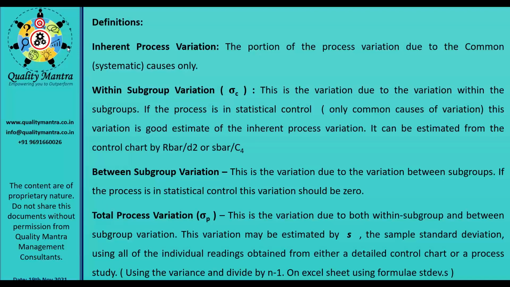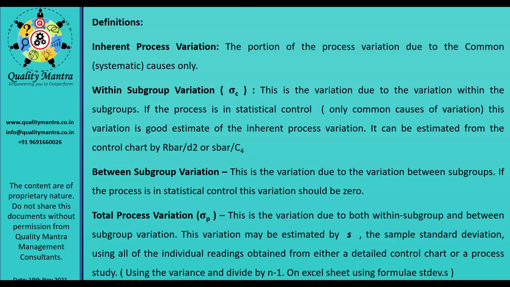Whenever we say inherent process variation in statistics, it means the variation which is only because of the common causes. We are considering only the variation because of the common causes, and that is called inherent process variation. Now we can say this in terms of your IMR chart, but when we go to within subgroup variation, when we are utilizing the variable charts based on subgroups, we say within subgroup variation. What is this within subgroup variation?